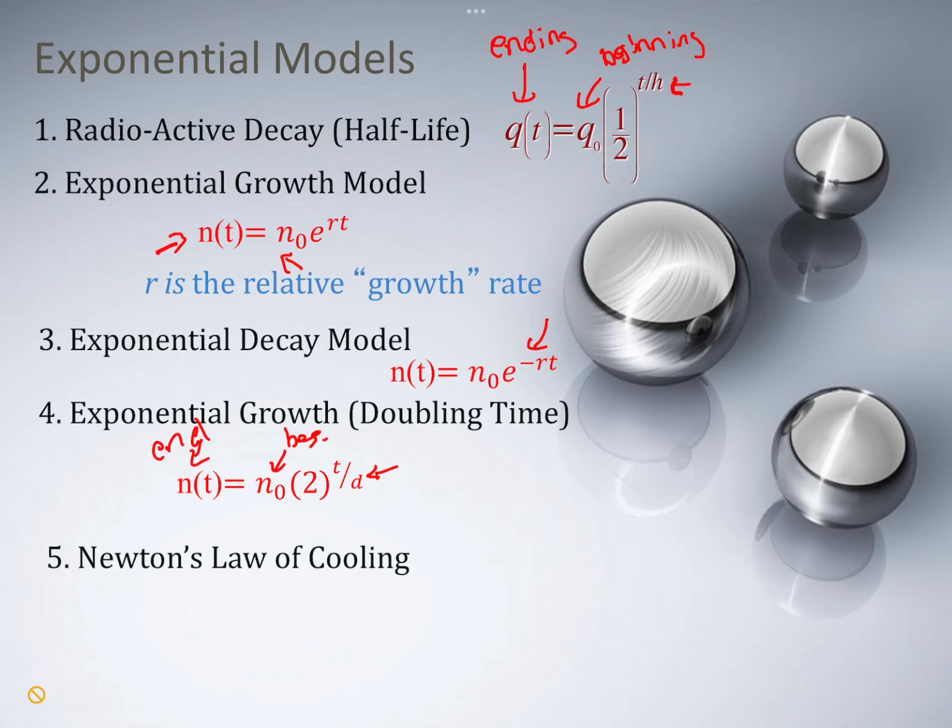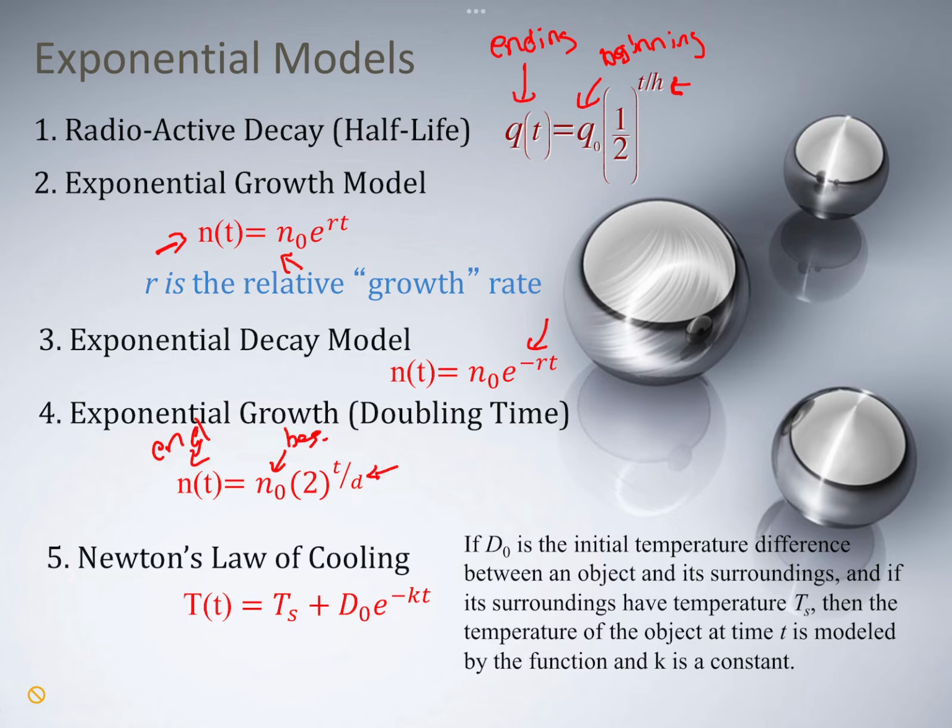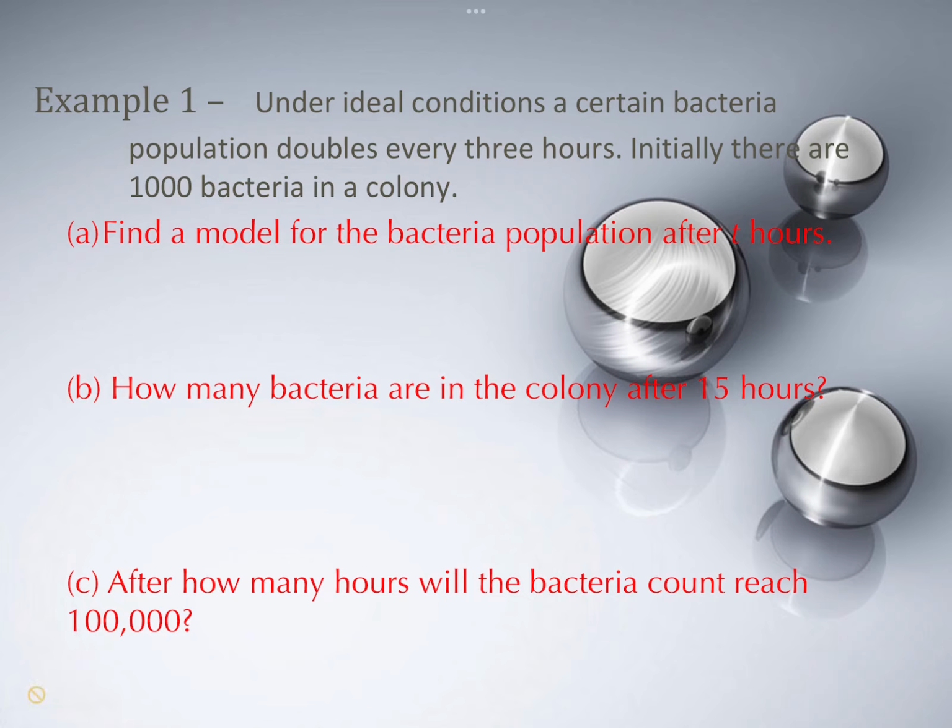Okay, and our last formula that we are going to look at is Newton's law of cooling, where it is our T of t equals T of s plus D0 e to the negative kt. So in here, some things that you need to know. Our D0 is the initial temperature difference between the object and its surroundings, so it's something you would have to find. And if its surroundings have a temperature of T of s, so that's our surrounding temperature of everything, then the temperature of the object at time t is modeled by this function. k is going to be a constant we'd have to find, and t is our time. So we're just going to do a few examples of using these equations.